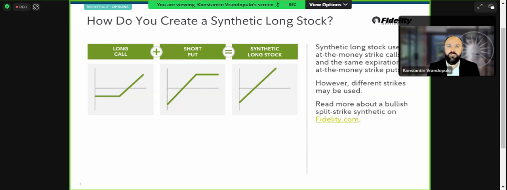But look, we have two profit and loss diagrams on the left-hand side. We combine the two of them to come up with a third. Let's think this through together. Long stock, I have no option-centric risk. If the stock goes up, I make money. If it goes down, I lose money. I have calls and puts, and I can combine them together to create a synthetic long stock exposure.